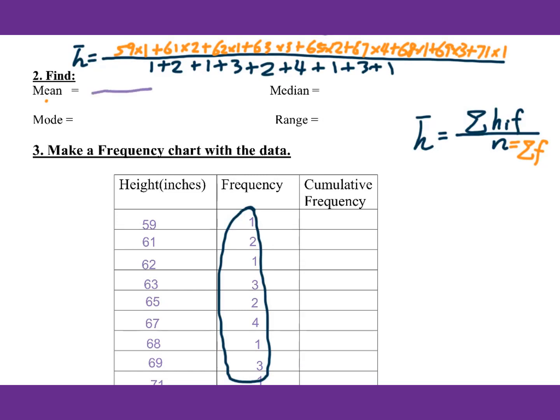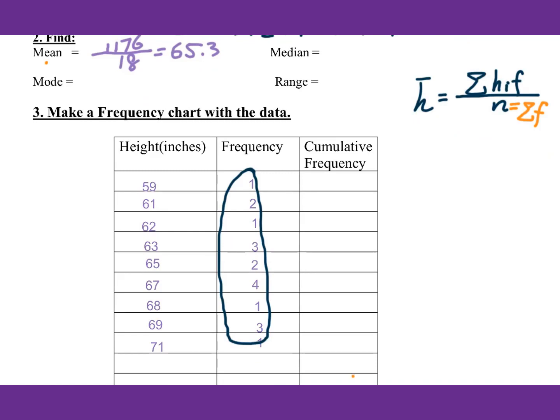You will get the top number, 1176, over 18, equals 65.3. For the mode, that means what happens most. That's 4, so the mode is 67. Range will be your maximum, 71, minus 59. So you get 12.